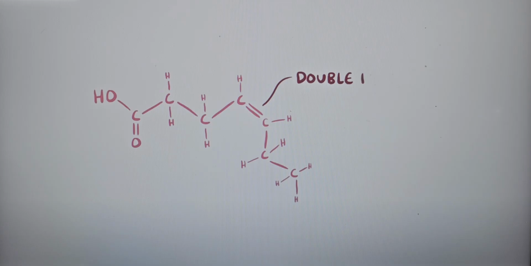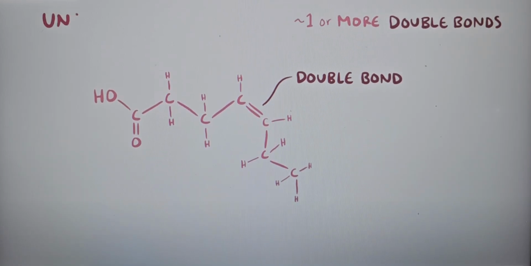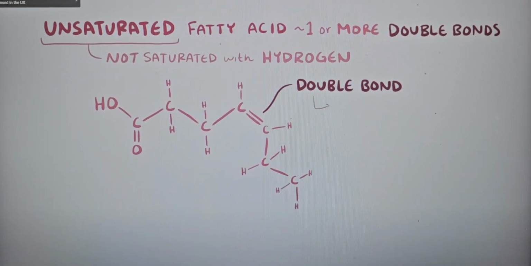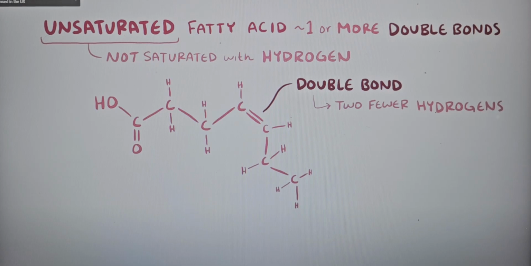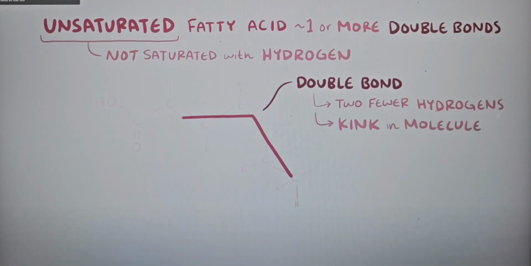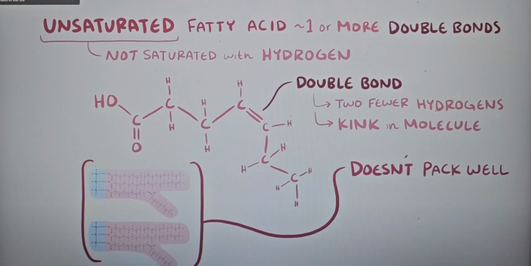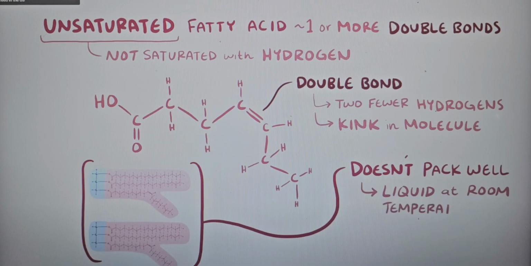Carbons can also have double bonds between them though, and when a fatty acid has 1 or more double bonds, it's called an unsaturated fatty acid, because it's not saturated with hydrogen atoms. For every double bond, there are 2 fewer hydrogen atoms. Also, a double bond causes a kink in the molecule, so the triglycerides don't pack together as nicely as saturated fats. As a result, unsaturated fats are usually liquid at room temperature.